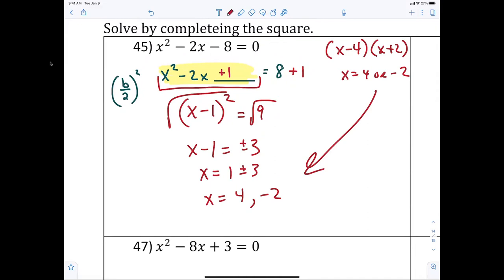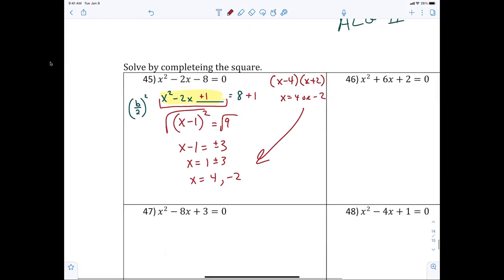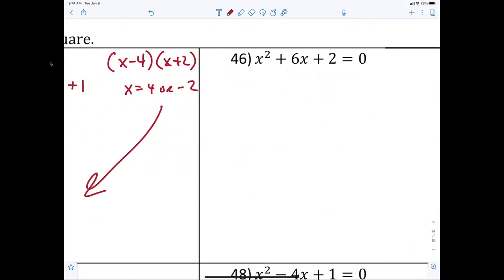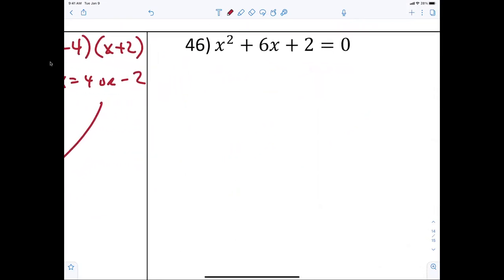All right. Completing the square, we don't ever do completing the square really until you get to algebra 2. When you're finding the vertex form of a parabola, or, you know, an ellipse or a hyperbola, those types of things, you need to know how to solve by completing the square. All right. So now I'll do one more with you. Let's do 46.